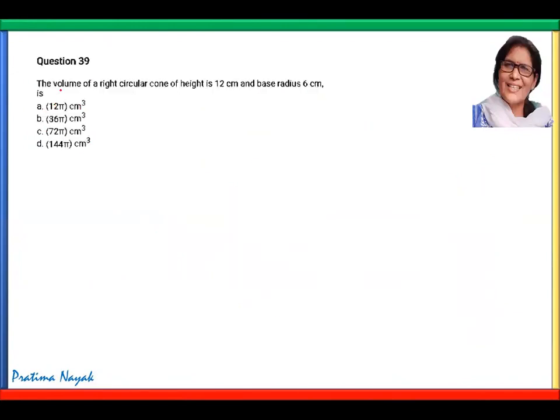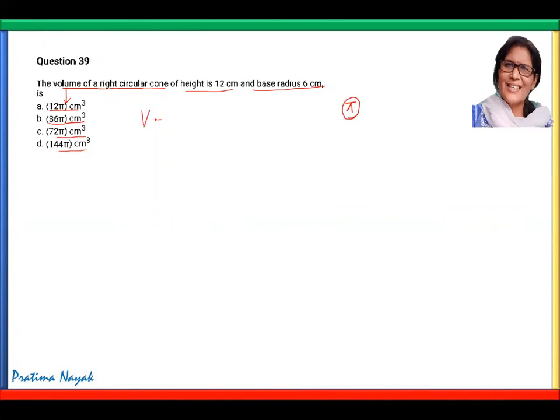Next, find the volume of a right circular cone whose height is 12 and base radius is 6 centimeter. Options: 12 pi centimeter cube, 36 pi centimeter cube, 72 pi centimeter cube, 144 pi centimeter cube. The answer is in pi, that means we will not replace pi by 22/7. We'll keep pi as pi.